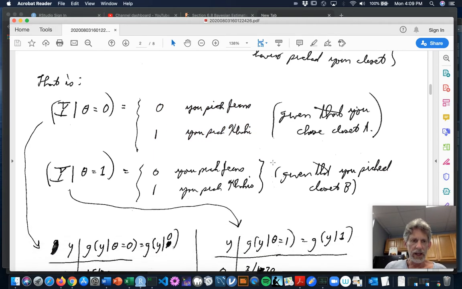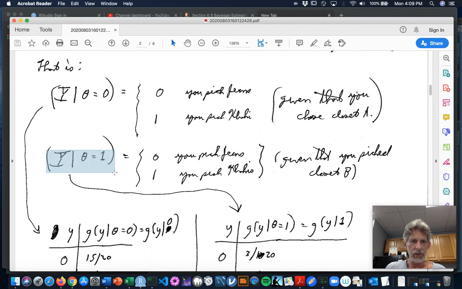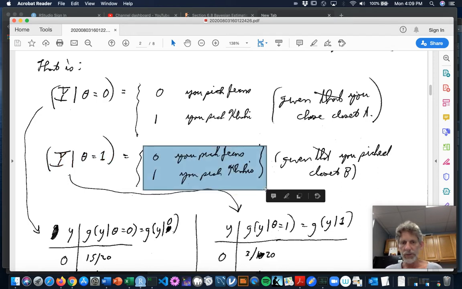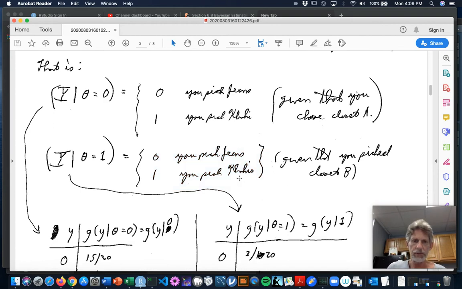Okay. And then there's another random variable, capital Y conditioned on theta is 1. That's where you pick the closet B. That again is going to be 0 if you pick jeans, 1 if you pick khakis. And so each of these random variables has a probability mass function, has a distribution.